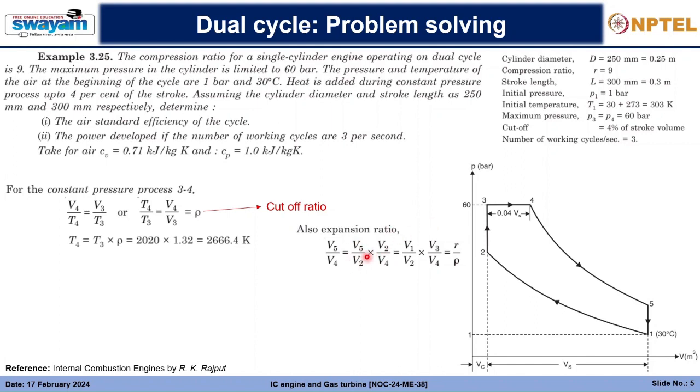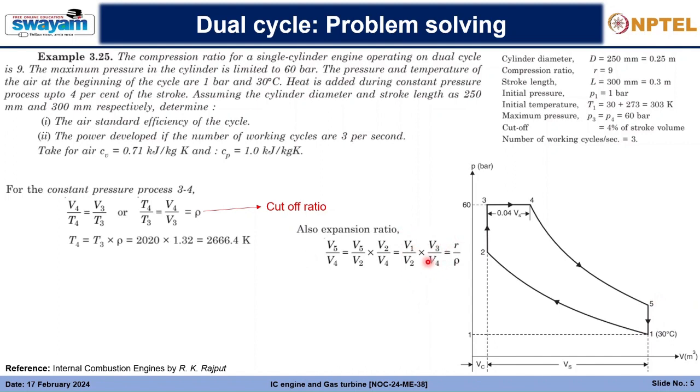So this actually gets cancelled. We have simply introduced it out here. It does not affect the ratio. And then V5 by V2 can also be written as V1 by V2, because V5 equals V1. So instead of V5 we have replaced it by V1. V1 by V2 we know as the compression ratio.